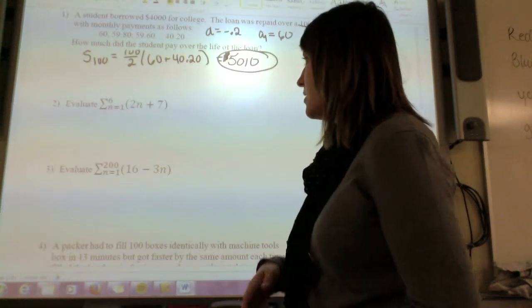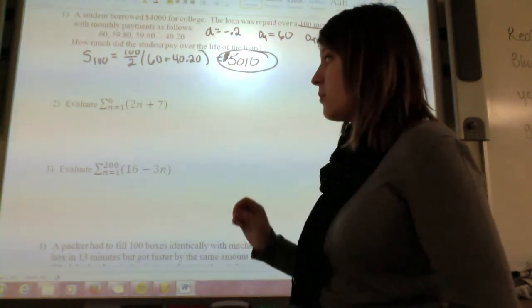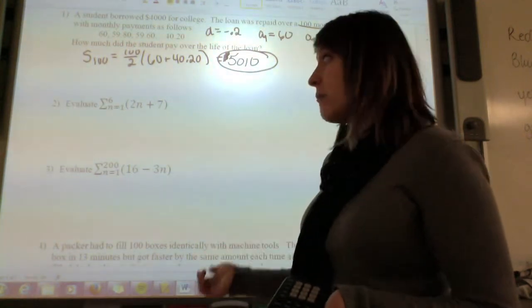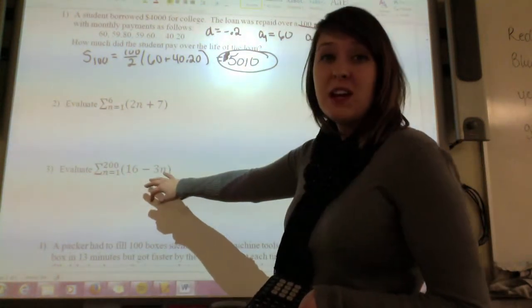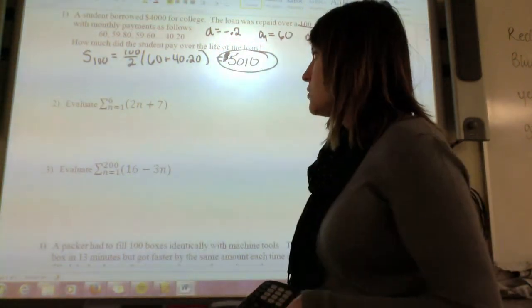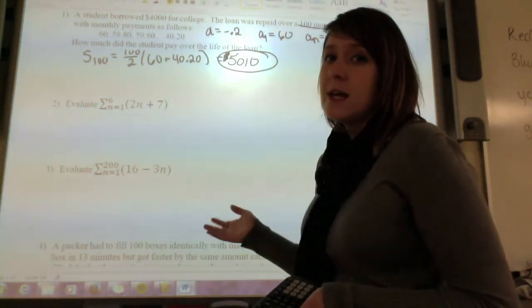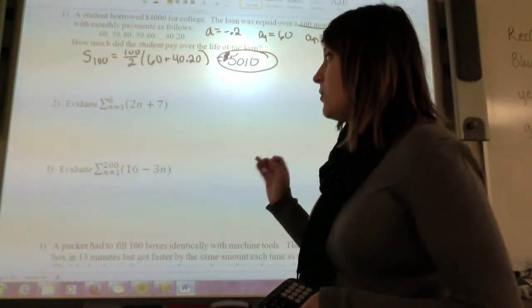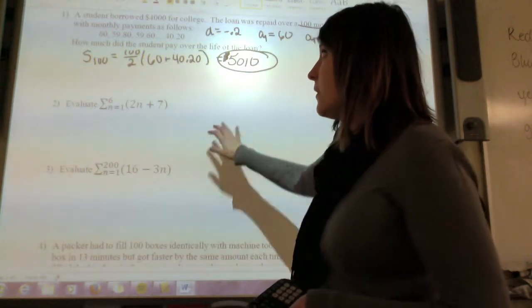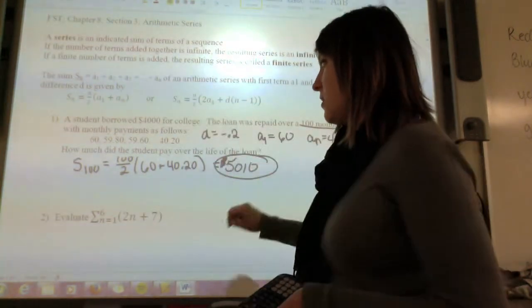There are a couple ways you can do this. Either you could write them all out, which works, but once you approach problems like number 3, you're not going to want to do that because you have 200 terms. So I would not suggest doing that. Instead, we want to talk about what the first term is and what our constant difference is, and then we can plug those values into our S sub n formulas.